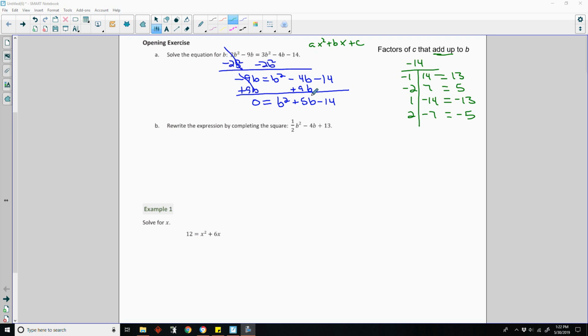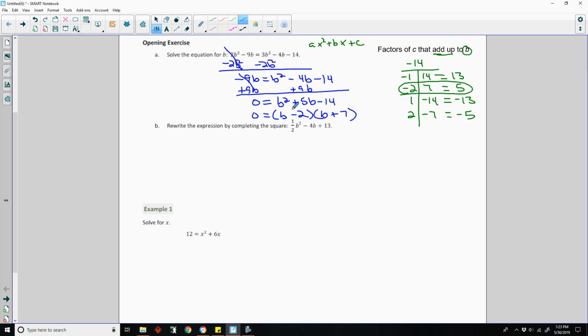Okay, so I want these to add up to b. And b is right here. b is my middle term, my linear term. And obviously, that is what adds up. So this is going to be 0 equals b and b, and then I'm going to put minus 2 and plus 7.